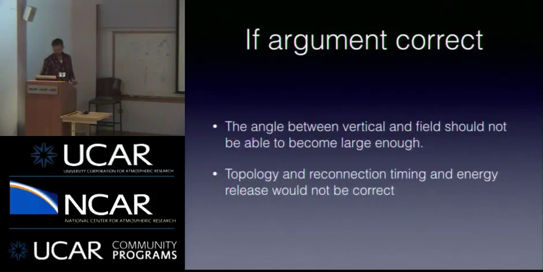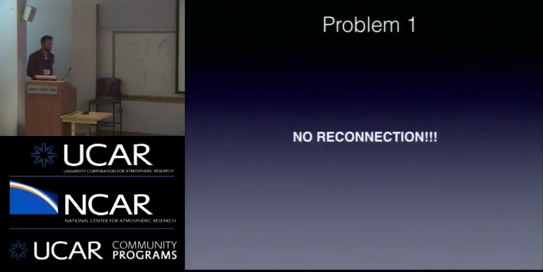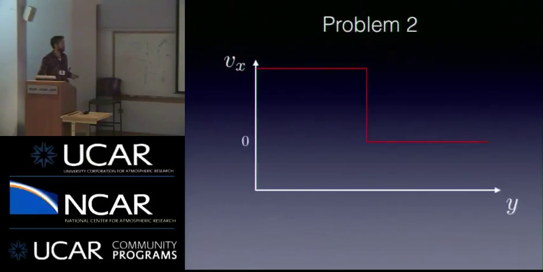Now, there are at least two problems with this. The first problem is probably the most critical. In this experiment, there'll be no reconnection whatsoever. You have these two plates, and you are sliding them along each other, but if you don't bring the flux together, you don't get any reconnection. So this experiment doesn't actually work at all. But let's just imagine that it happens anyway. So we are breaking a couple of physics laws, but let's just do it for the fun of it.